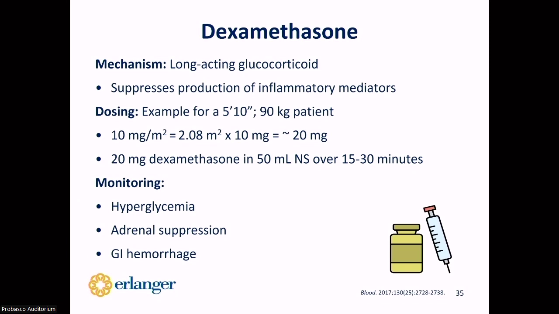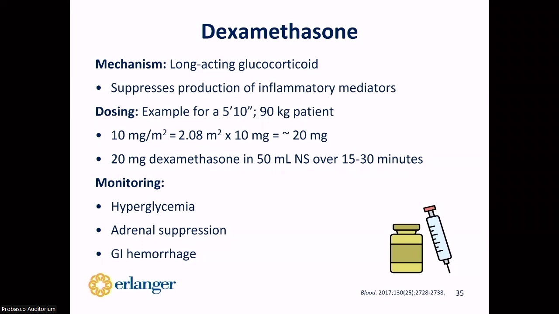I am not accustomed to dosing things in BSA, or I don't do it often, so I wanted to provide an example. So this is a 5'10", 90 kilogram patient. His BSA is 2.08, and if you use that, that comes out to about 20 milligrams. What we know about dexamethasone is anything greater than 10 milligrams should really be put in IV piggyback for risk of irritation. So what we have here is what's in our Erlanger order set: putting it in 50 mLs of normal saline and giving that over 15 to 30 minutes.